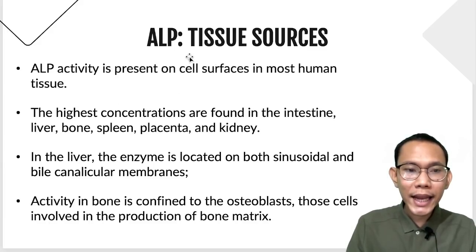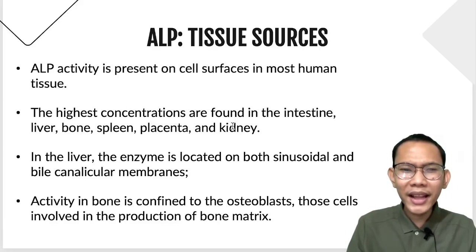Tissue sources of ALP. The ALP activity is present on all cell surfaces in most human tissue. Again, in terms of tissue sources, almost in most human tissue, but the highest concentrations are found in your intestine, liver, bone, spleen, placenta, and kidney.